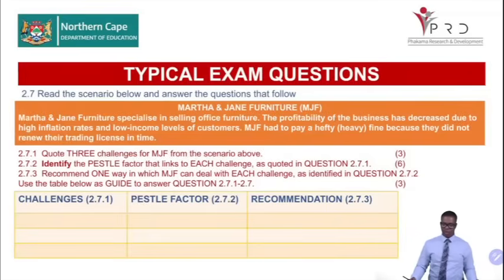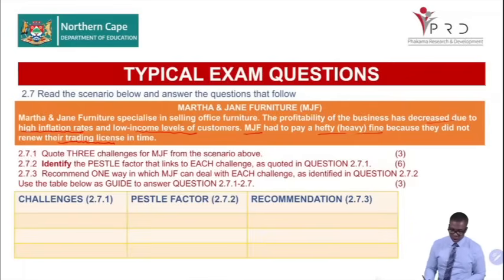Now let us look into this question where we are talking about Martha and Jane Furniture. Martha and Jane Furniture specializes in selling of furniture. The profitability of the business has decreased due to high inflation rates and low income levels. So let's look into the challenge that Martha and Jane are facing here. The profitability has decreased. What is the reason? Due to high inflation rates and low income levels. And then it says Martha and Jane Furniture had to pay a heavy fine because they did not renew their trading license in time.